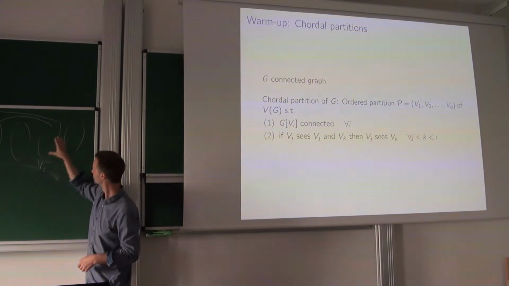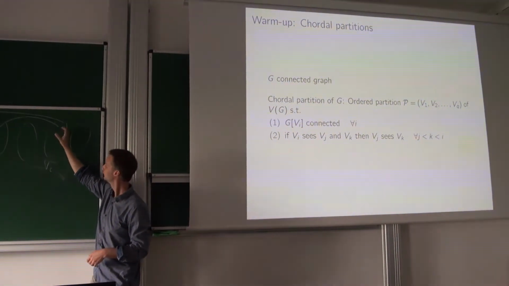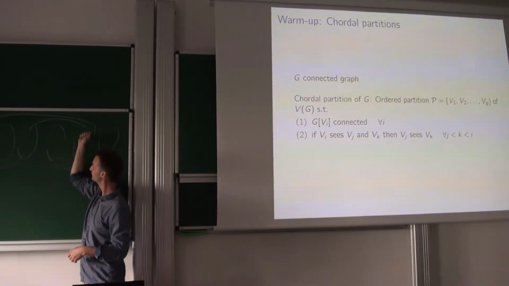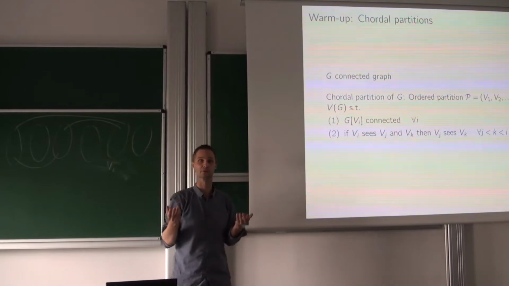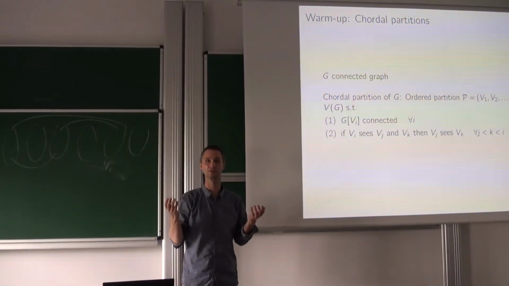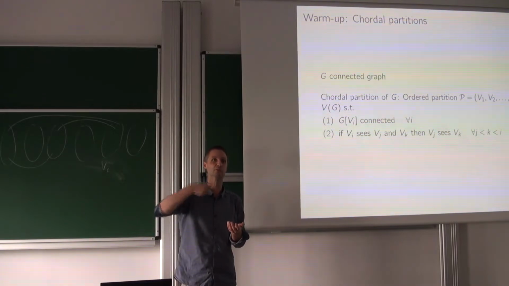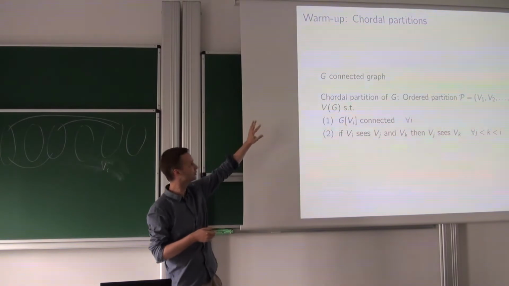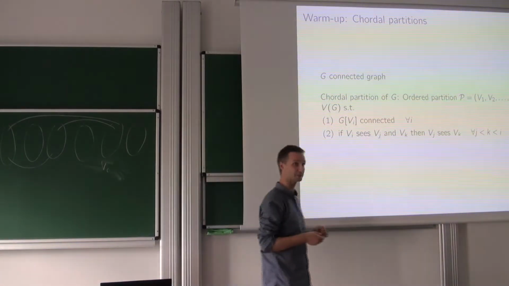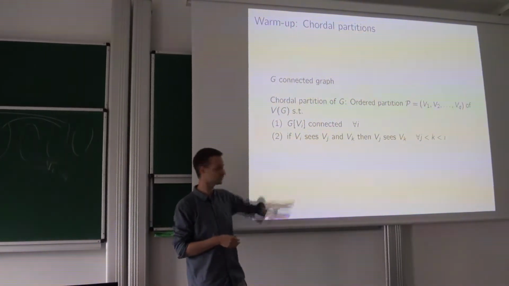Right? So when you add in your minor the vertex corresponding to VI, you are creating this vertex and making it adjacent to a clique. And that's exactly a chordal graph, right? Chordal graphs are exactly the graphs that you can build in this way, by iteratively adding new vertices that you make adjacent to an existing clique in your graph. Right, so that's why it's called chordal partition. It's because when you contract each VI into a vertex, you get a chordal graph. Does the definition make sense?